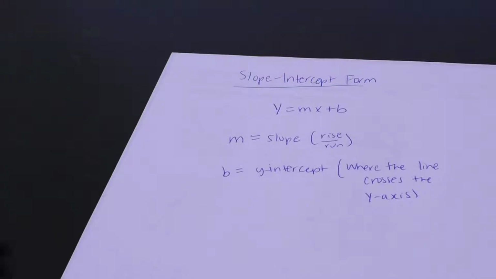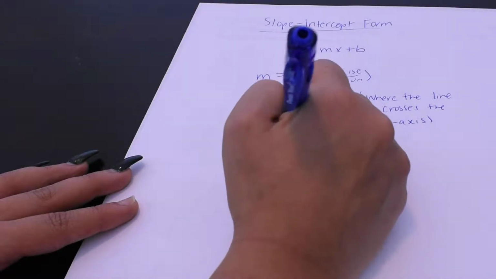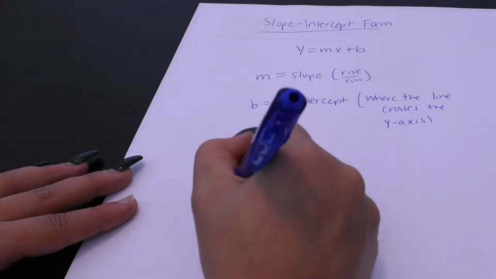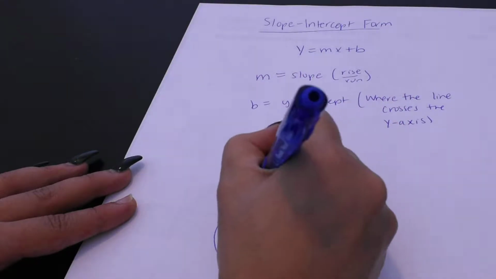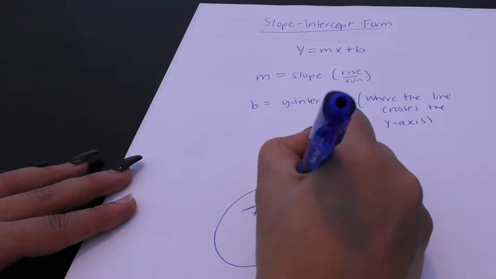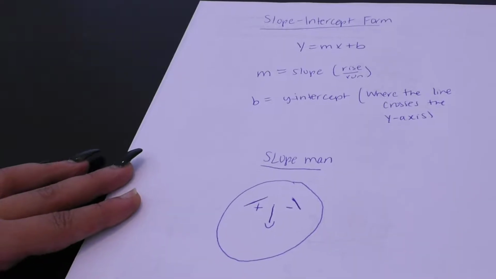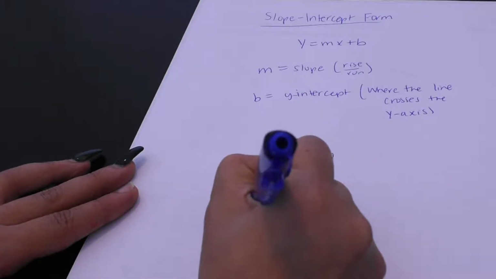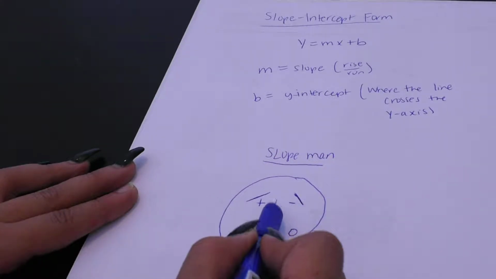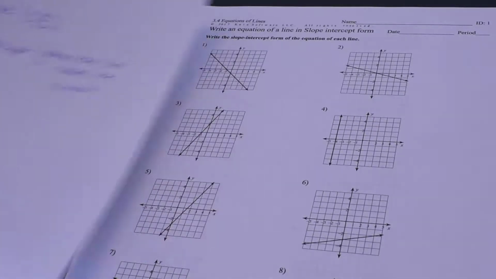Something else I want us to remember is slope man, right? With slope man, and this is on an anchor chart in class. So if my line is going up from left to right, it's a positive slope. Down from left to right, it's negative. If it's a straight line, it's undefined. So a straight vertical line is undefined, and a straight horizontal line, the slope is 0. So positive, negative, undefined, 0. That's important. All right, so now we're going to move on to doing some practice problems.